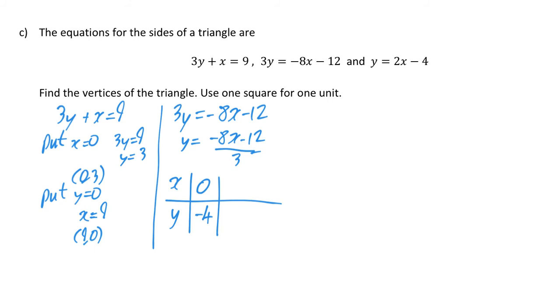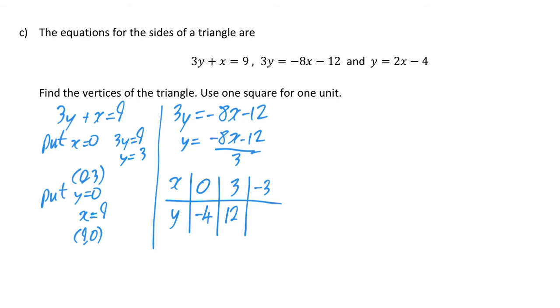And I'll put in a multiple of 3. I'll put in 3 or minus 3. I'll put in 3 first and see what happens. So minus 8 times 3 is going to be minus 24. Minus another 12 is minus 36. Divided by 3 is going to give you minus 12. Probably going to be off our scale, so I'll do minus 3. You can do any number at all. I'm just trying to pick numbers which might be nice.